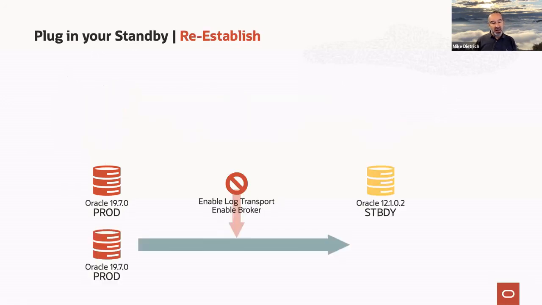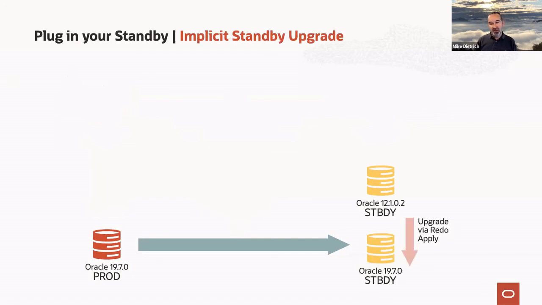Now I enable the log transport, enable the broker, and I start my standby, the yellow one in my example here, in the 19.7 home. It gets the redo from production, and it gets upgraded simply by redo apply. A few minutes later, everything is good, everything is in sync again. So, okay, so far so good. This is standard, has nothing to do with multi-tenant yet, nothing to do with ASM. It's just standard when you upgrade a normal database with a standby in place.